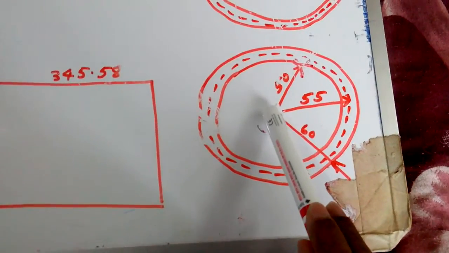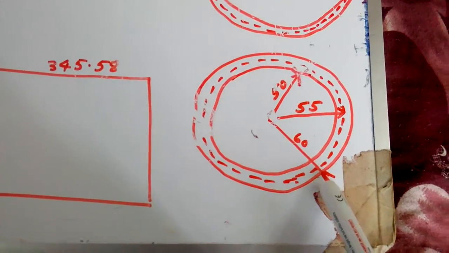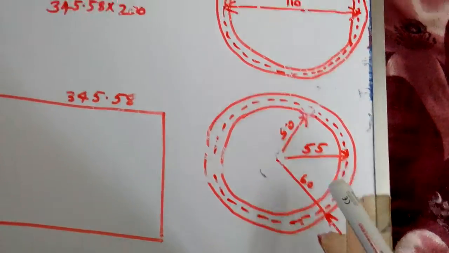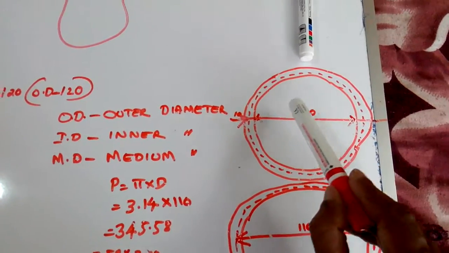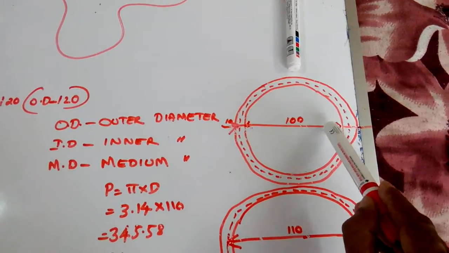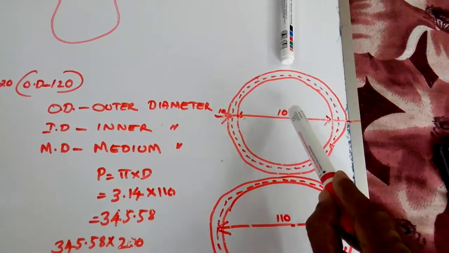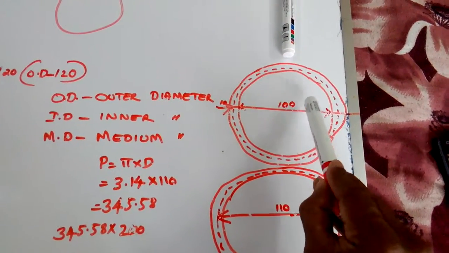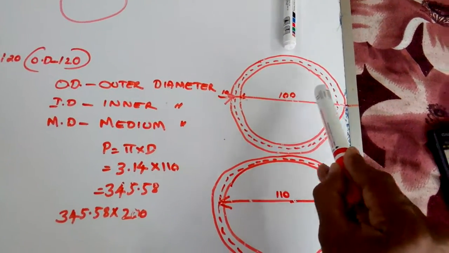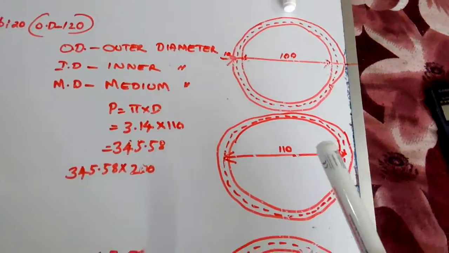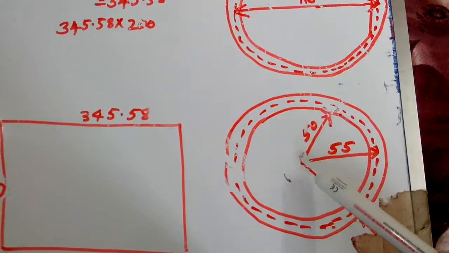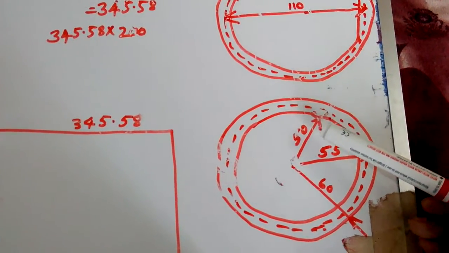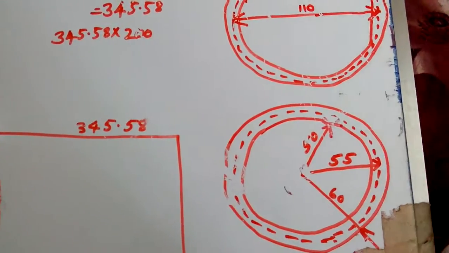Its radius comes from the center and reaches the end of the body. So the outer radius is 60, and its inner diameter is 100, from inside to inside. If it is 100, what will be the inner radius? The inner radius comes from the center of the round and ends at the inside wall. So if it is 100, it will be 50. I have indicated it here, from center to the inner wall, the arrow end has reached the inner wall. It is 50.